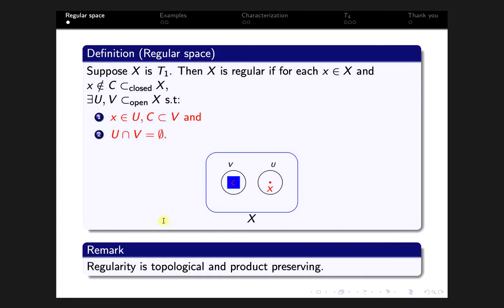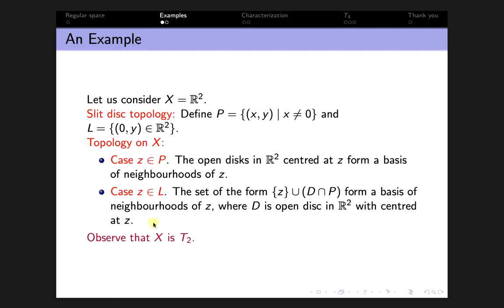the converse is not true, and basically there are topological spaces which are Hausdorff but not regular. So here we give an example of a topological space that is Hausdorff, but it is not regular. Okay. So the underlying set is X equal to R2, so R cross R. This is the plane R2, but here we define a new topology on the set X equal to R2, and that is known as the slit disk topology.